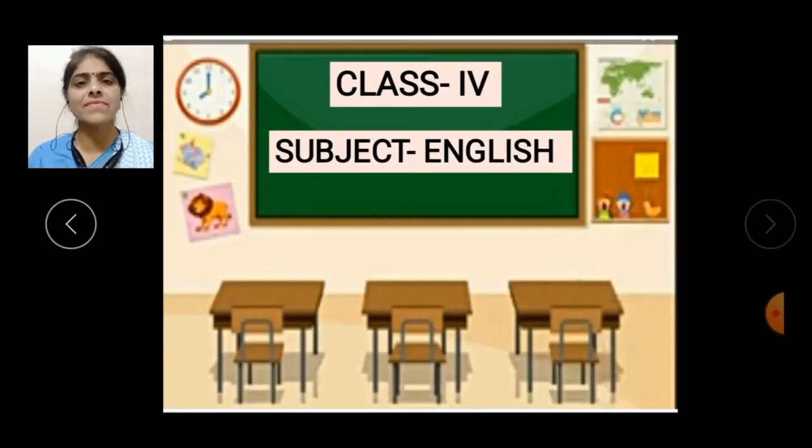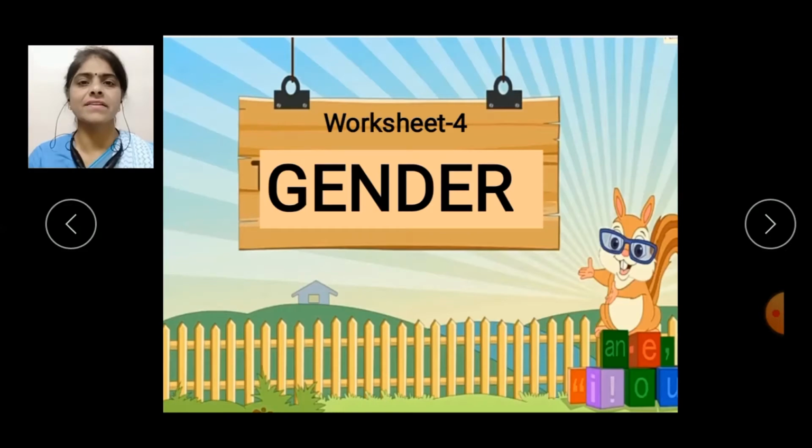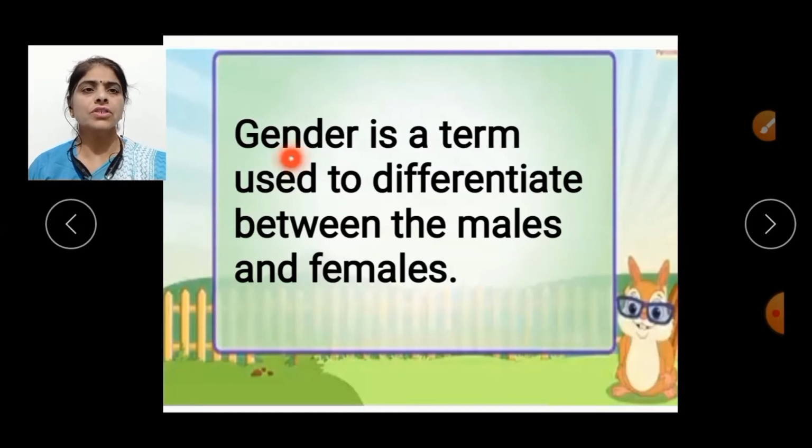Today let's have grammar. In grammar we will take worksheet number 4, that is gender. What is gender? Let's see on the next slide. Here, gender is a term which is used to differentiate between the males and females. Or in other words, we can say the nouns which tell us a person or animal is male or female are called gender.